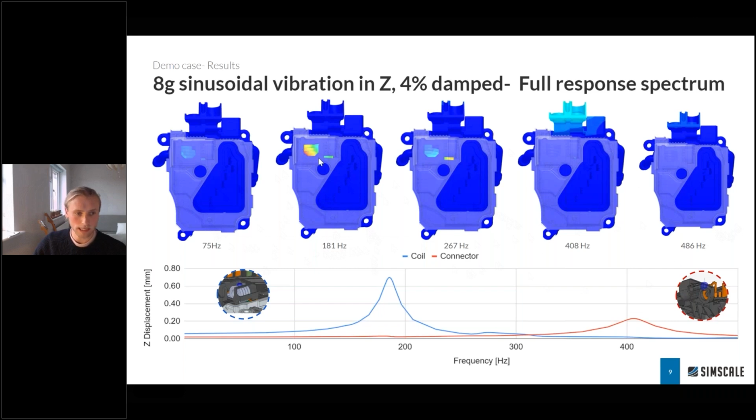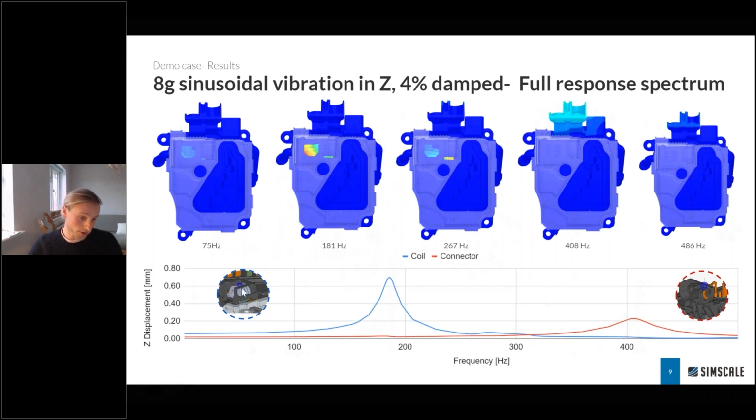So we can see the coil here. We have a coil in the inverter, and that seems to resonate particularly when we get up to the 180 hertz or so. We also see that the connector piece on the back here also starts to resonate at about 408 hertz. So this is the beauty of modal-based analysis. With a single simulation, you can automatically capture the resonant responses. So we can see the coil and the connector are of particular interest.